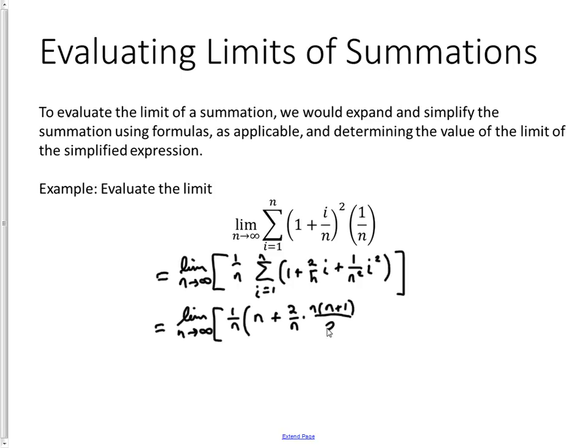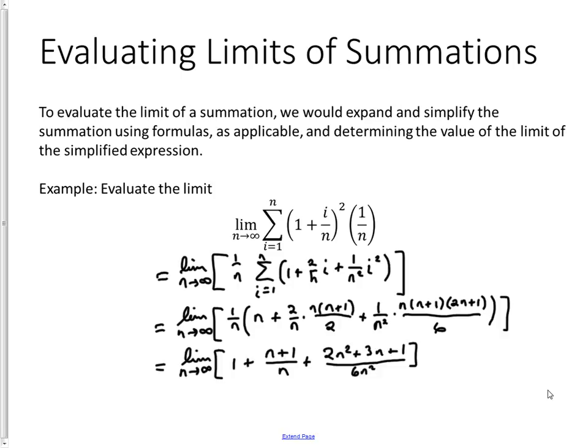divided by 2, plus, and then we're going to have 1 over n squared, and you'll recall that the quantity for i squared was n times n plus 1 times 2n plus 1, all over 6. Well, clearly this is a quantity that's going to beg for simplification, so we'll do that.